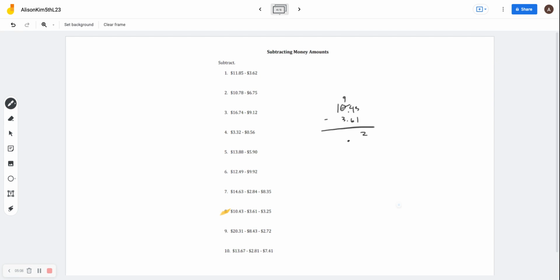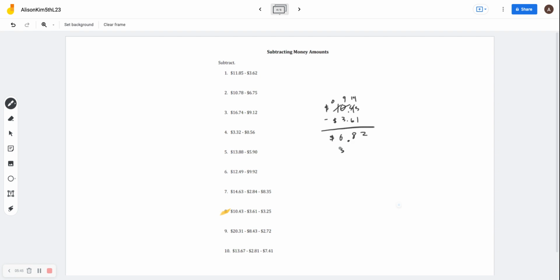But if we're going to borrow from the 0, it doesn't have anything, right? So we need to borrow from this 1, and this 1 becomes a 0, while this 4 becomes a 14. So the 14 gets a 10, the 0 gets a 10, but the 1 becomes a 0 because we're borrowing from it. So 14 minus 6 is 8. 9 minus 3 is 6. And then 0 minus 0 is just 0. So our answer for the first part will be $6.82. But we still have to subtract $3.25.